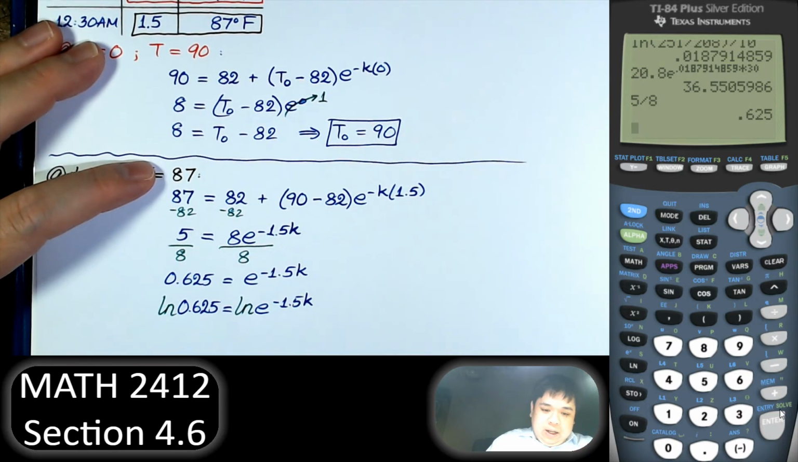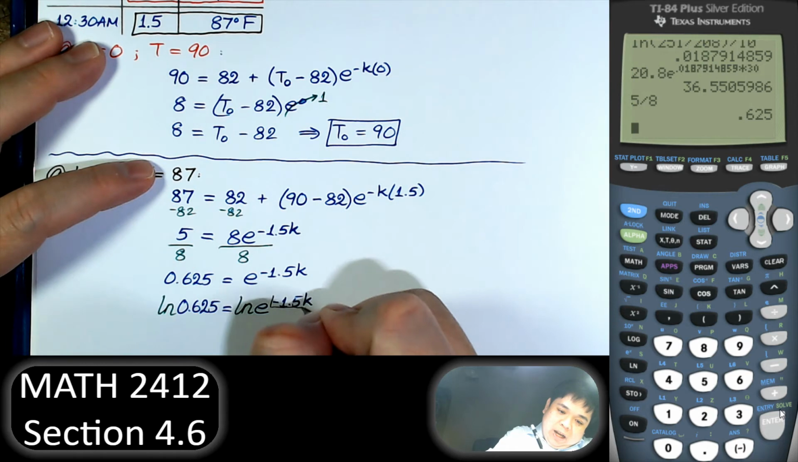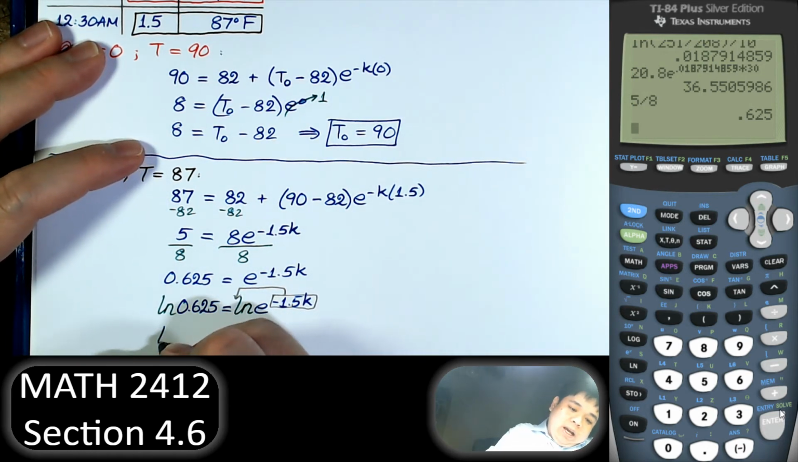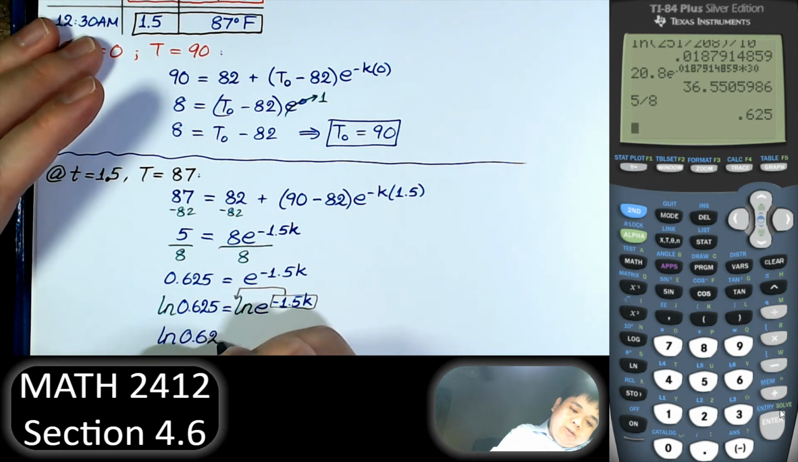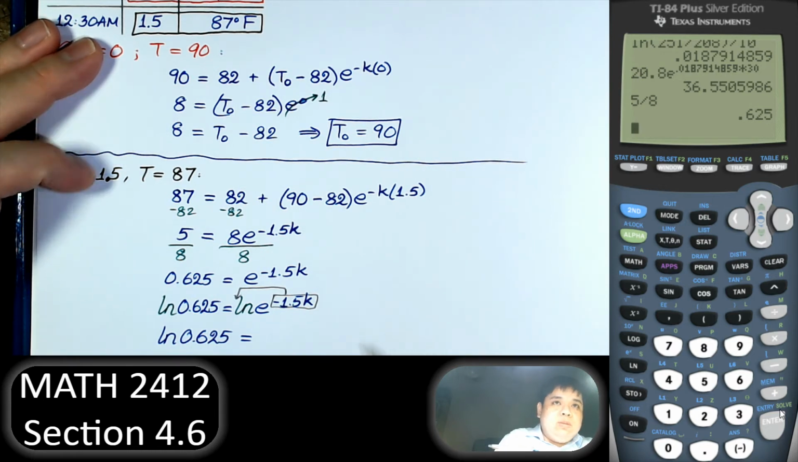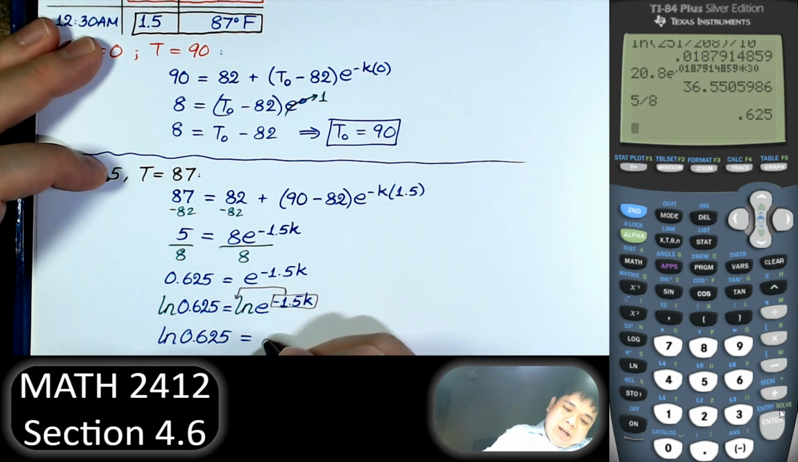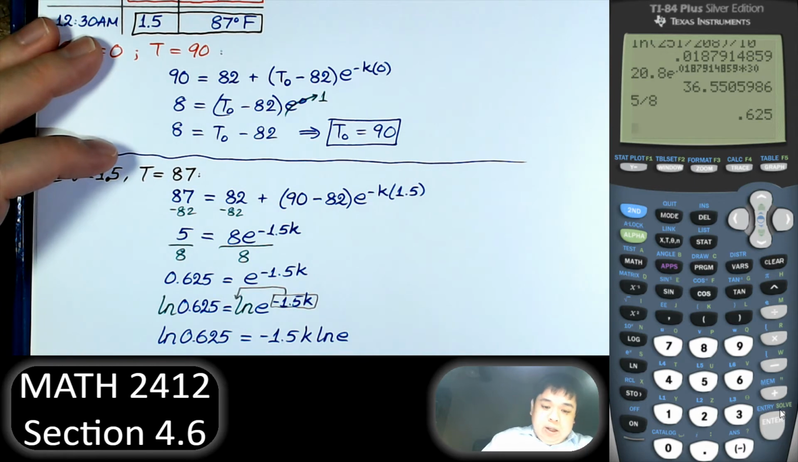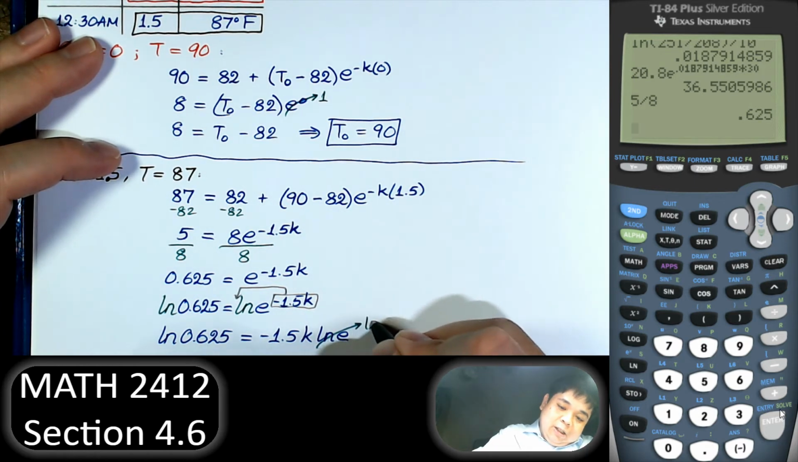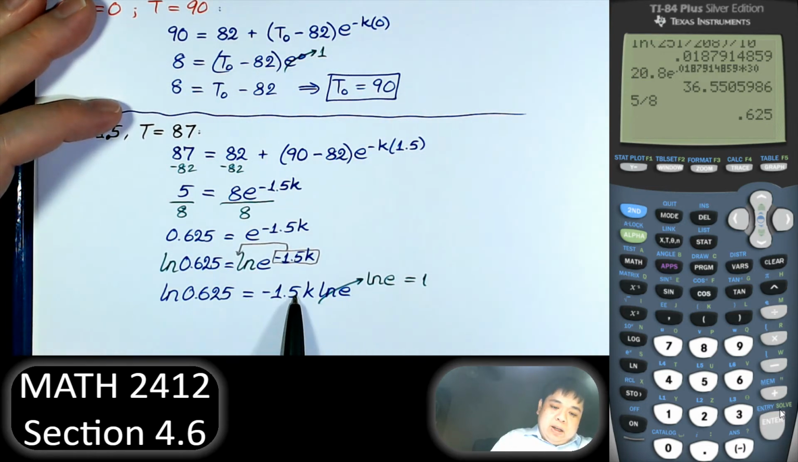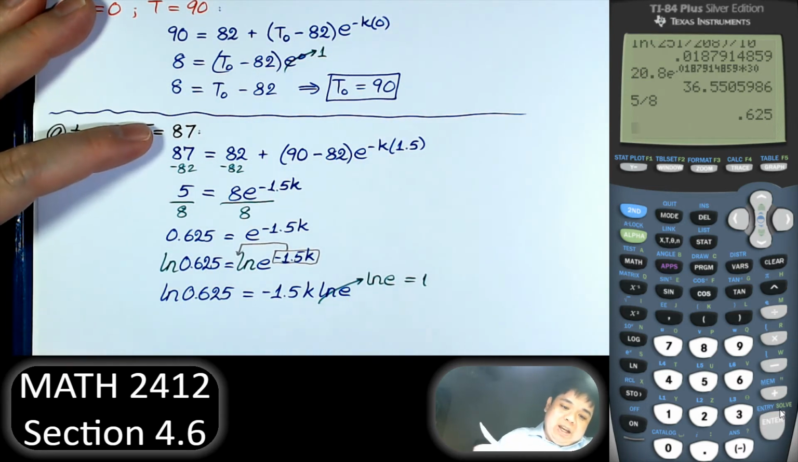Right. Now this we can take the exponent outside. ln of 0.625 is equal to negative 1.5 K ln of e. ln of e is equal to 1. So we just divide by negative 1.5 on the other side, and we have K.